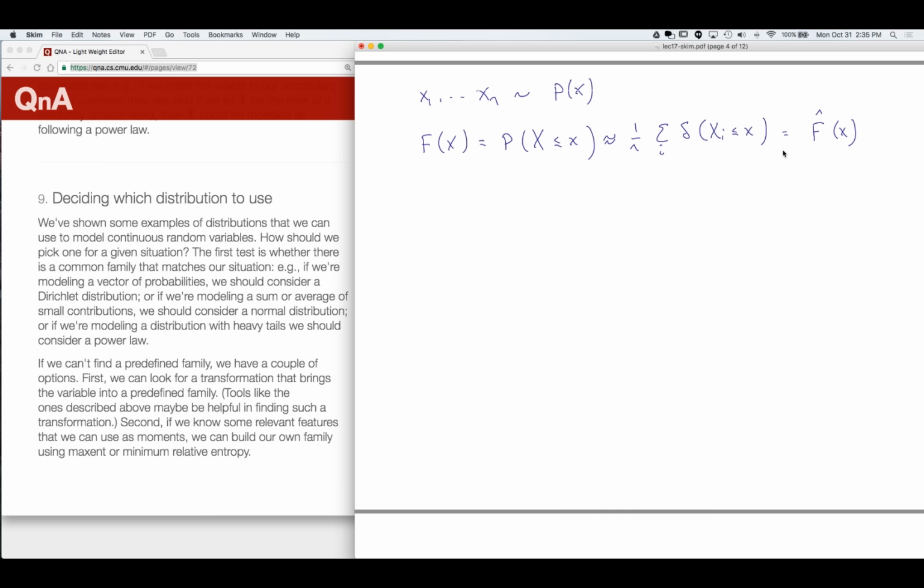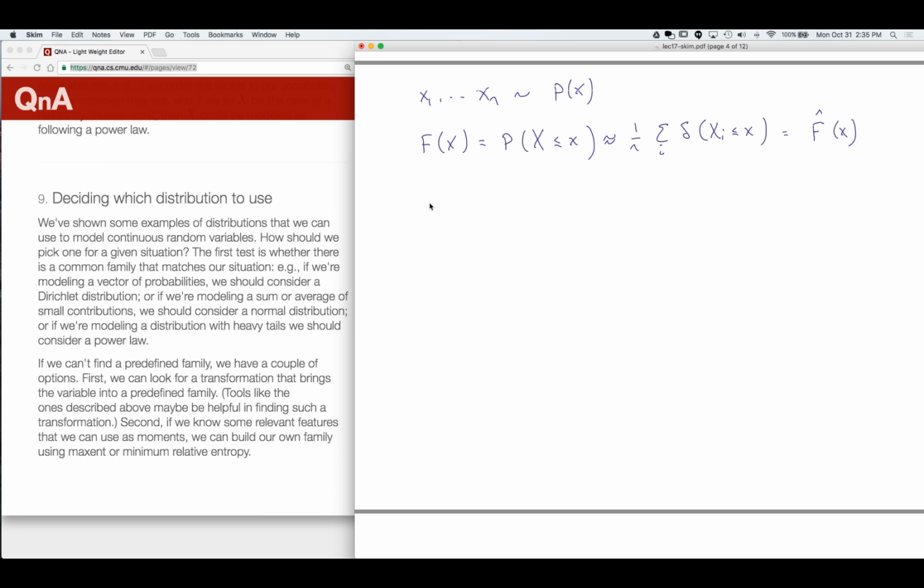And so this empirical CDF is going to be pretty useful in checking what type of distribution we have. And in particular, we're going to be able to make plots related to this empirical CDF. And the plots will help us check whether a variable is in a particular family. So related to the empirical CDF are what are called the quantiles.